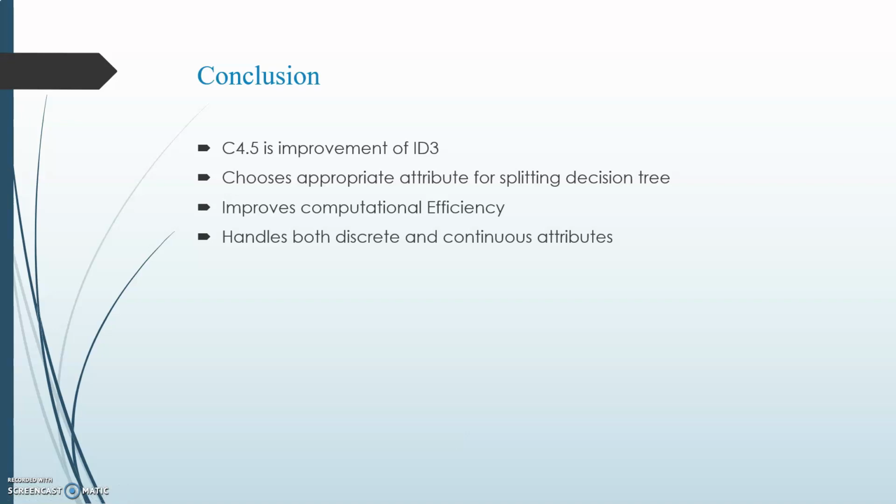In conclusion, C4.5 is an improvement of ID3 as it resolves the biasing problem of ID3. It chooses the appropriate attribute for splitting the decision tree and improves the computational efficiency also. And it also handles both discrete and continuous attributes.